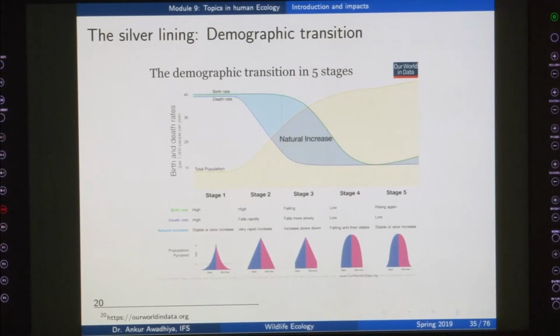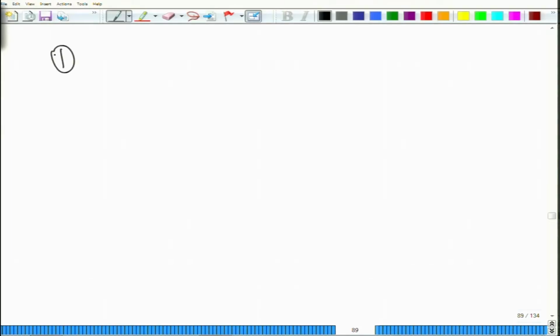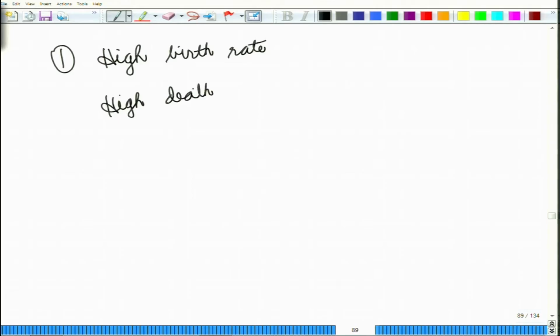Now, what do we mean by a demographic transition? Consider a society. In the first case, you have a primitive society, and in this primitive society you have a high birth rate and a high death rate. You have a high birth rate because there are no methods of contraception available, and because people are reproducing as much as possible, since in this society you have a high death rate.